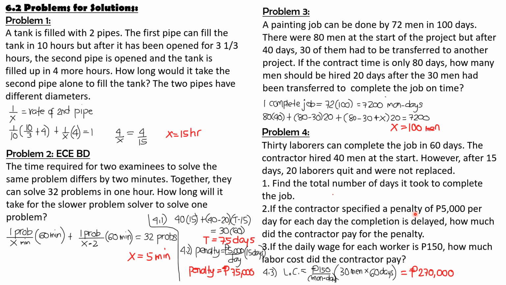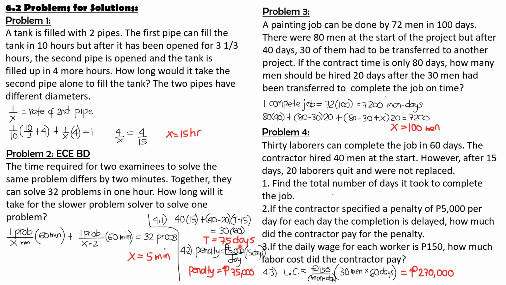If the total days it will take to complete the job is T, then since the 40 men already worked for 15 days, the remaining strength of 20 men will work for the remaining days. So 20 times T minus 15, where T is the total number of days it will take to complete the job, equals 30 times 60. Solving for T, T is 75 days.